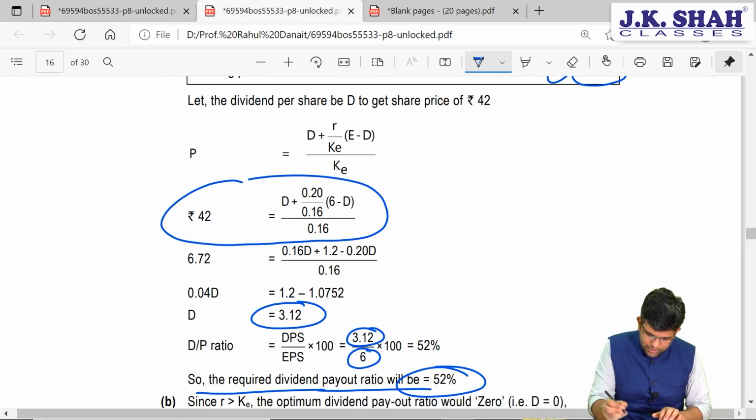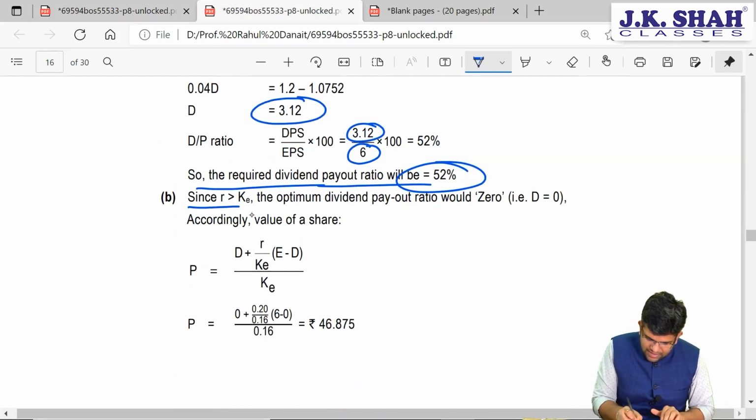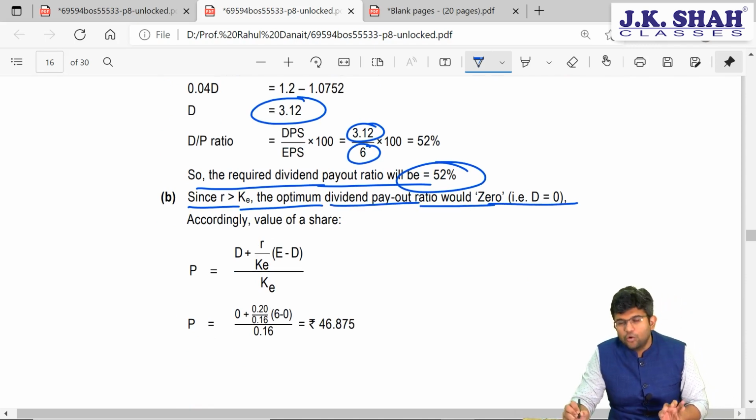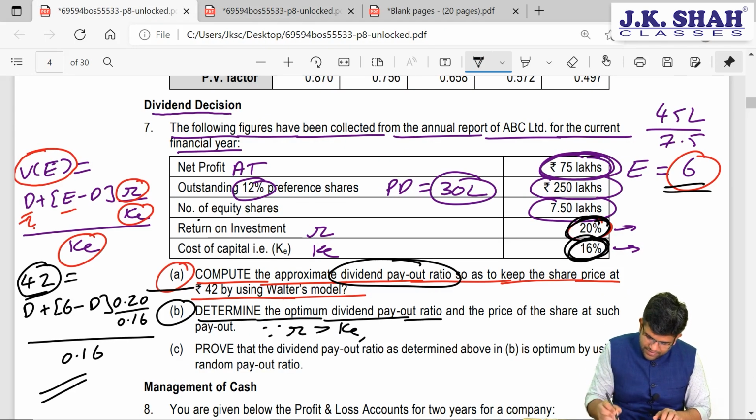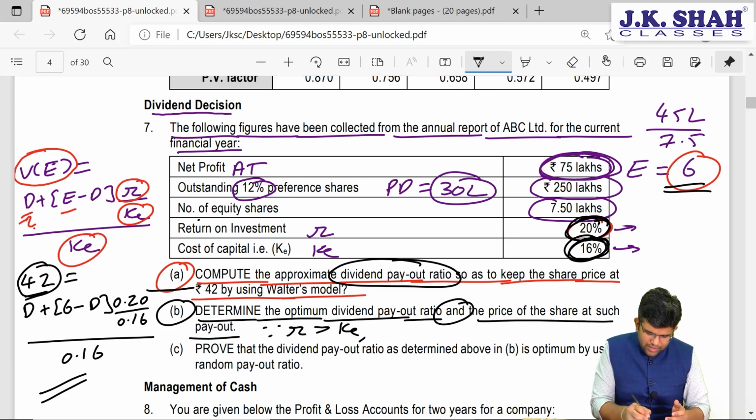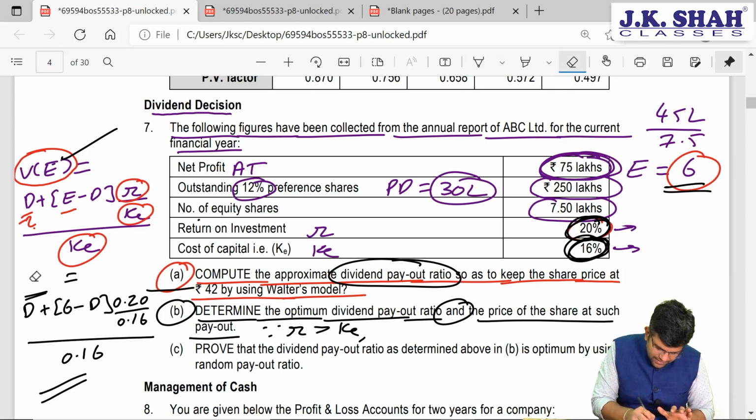Let's check the solution, children. What are they saying? Since R is greater than KE, the optimum dividend payout ratio would be 0. Everyone clear? It would be 0, and if dividend payout is 0, of course D also will be 0. Then they are saying also calculate the price of the share at such a payout. Recalculate the value of equity. Take everything the same. It is just that instead of D as 3.12, take D as 0. Everybody clear? So the calculation will be something like this.